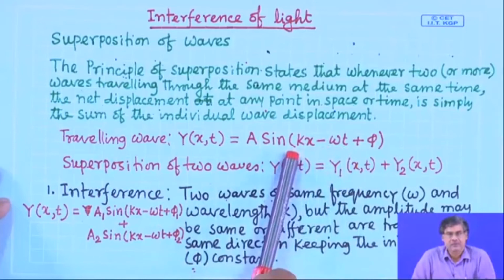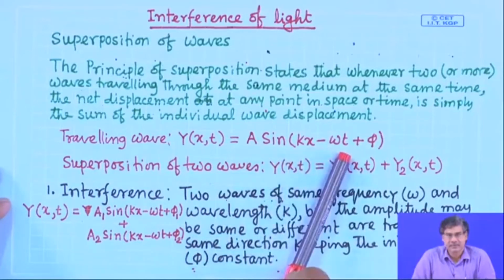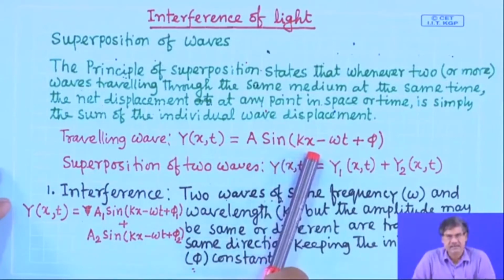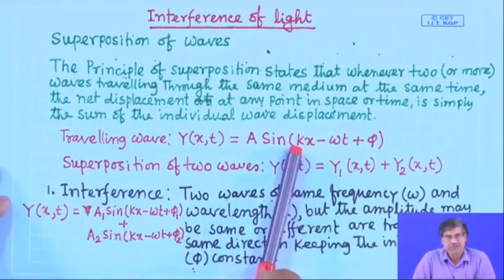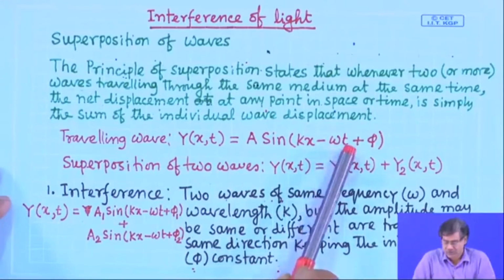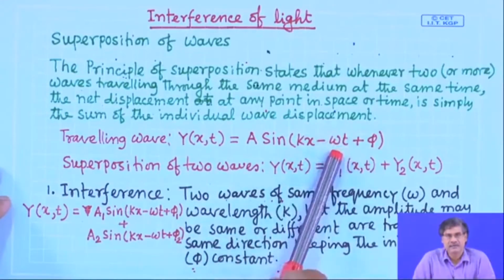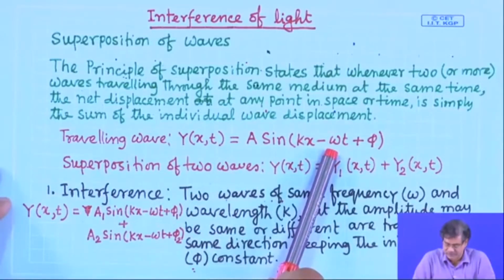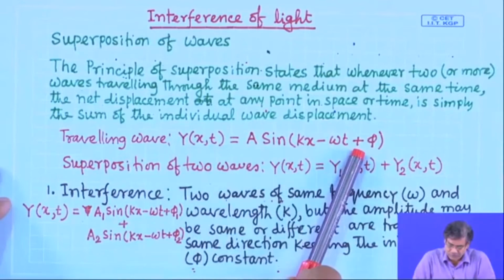So, there are two periodicities. One is in space, where k is 2π/λ and λ is the wavelength. That is the periodicity in space. And ω is 2π/T, where capital T is the time period. So, that is the periodicity in time.